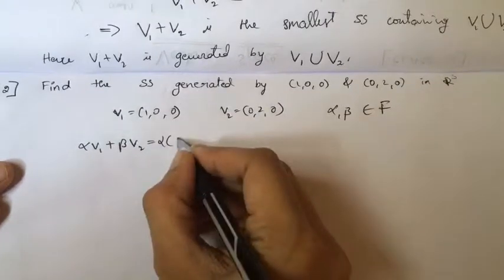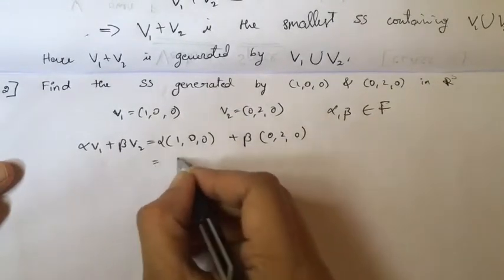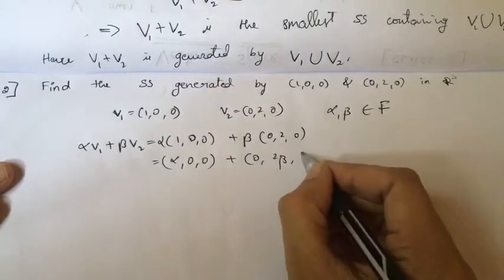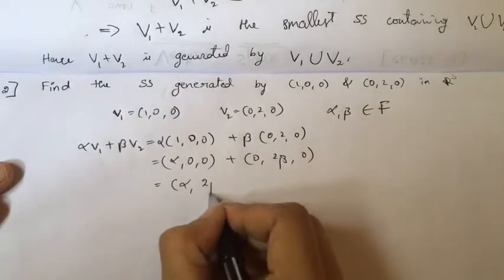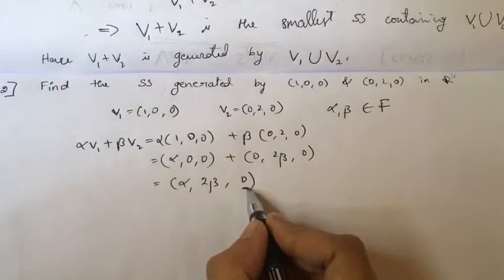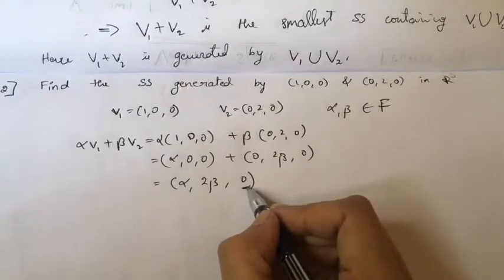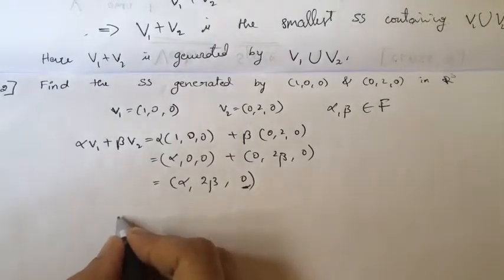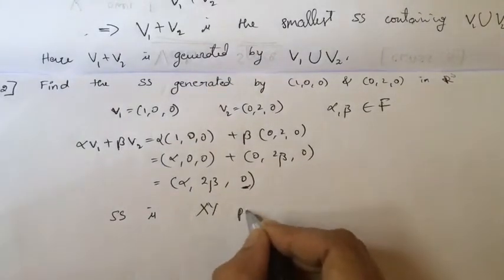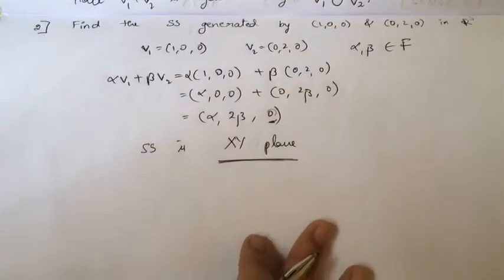So this will be alpha into (1, 0, 0) plus beta into (0, 2, 0), which will be (alpha, 0, 0) plus (0, 2 beta, 0), which is nothing but (alpha, 2 beta, 0). In the sense, here I am getting the z coordinate as 0. The x, y values are there, the z coordinate is there, but the value of the z coordinate is 0. Therefore, I can say the subspace generated by this is the xy plane. It's a plane, okay? The z coordinate is 0. So the answer is the xy plane.